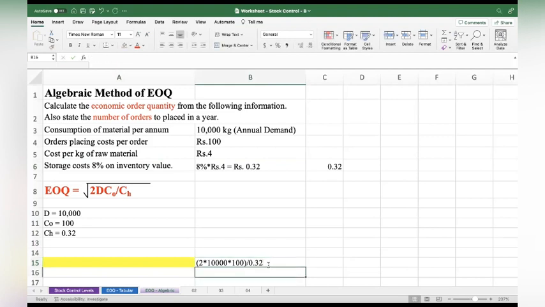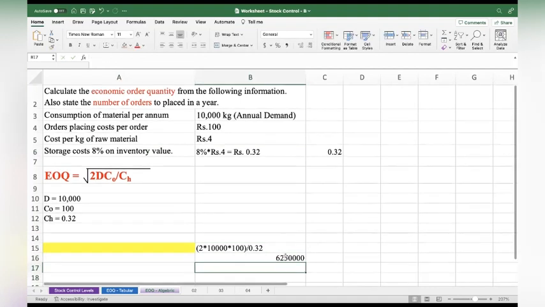Therefore, let's divide this by 0.32. I forgot to put the... I will just keep this as it is so you can refer to it. It's very easy. Right. So what will be the answer? 6,250,000. But we are supposed to find the square root, okay? Don't forget that. To find the EOQ, we are supposed to find the square root.